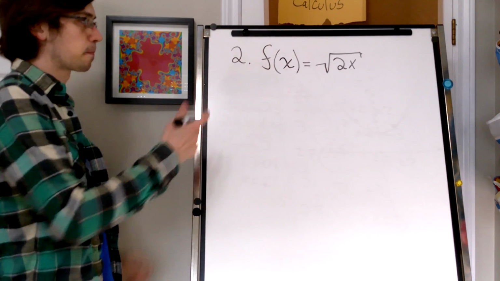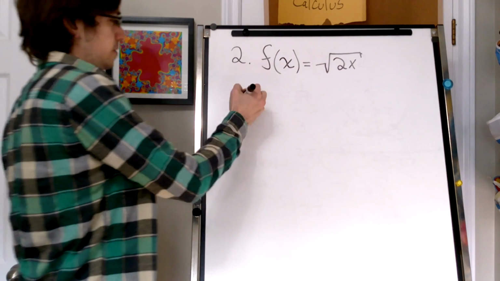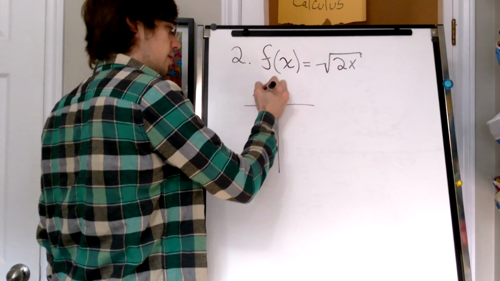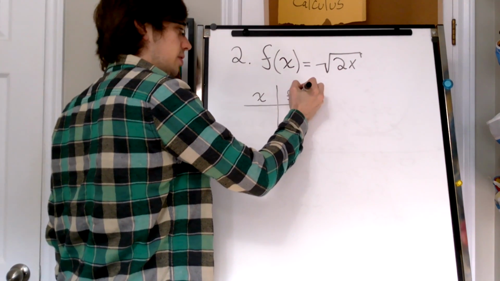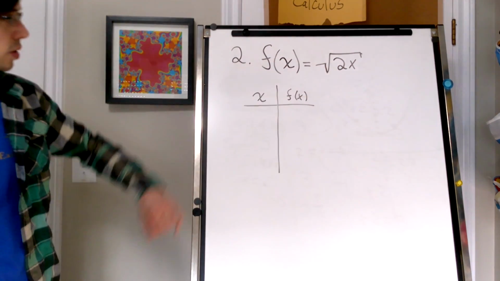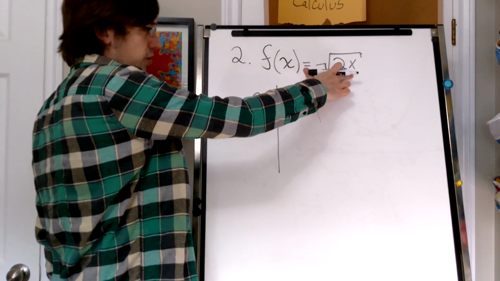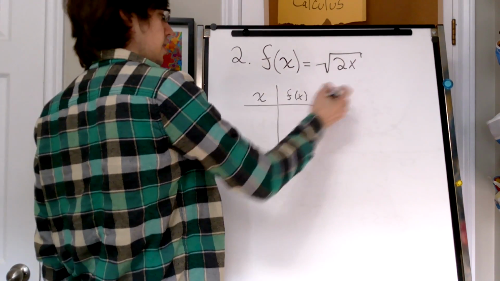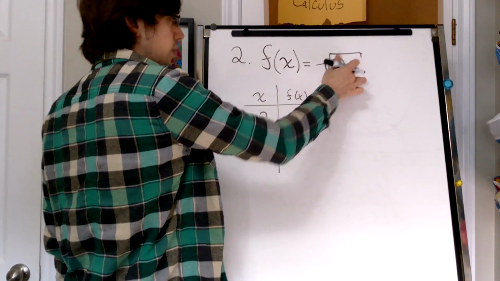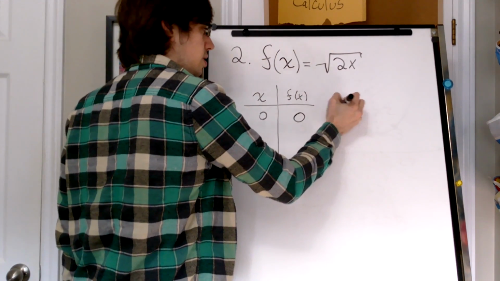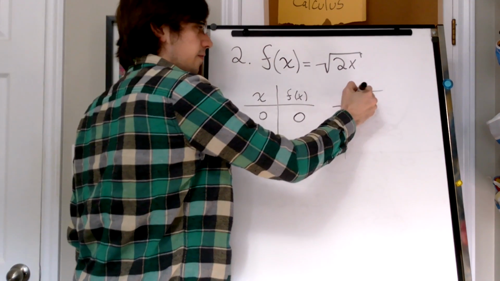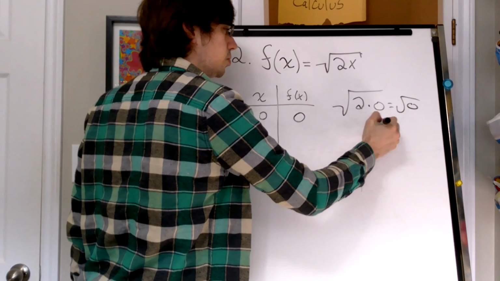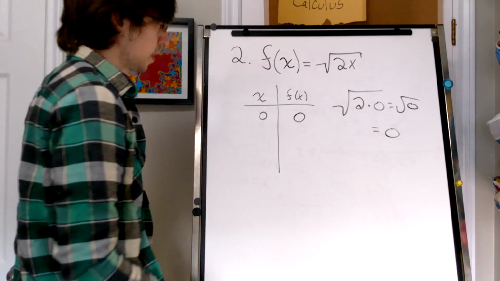Okay, so we do it again. So we have a t-table we will build. X, f of x. What we put in here. Okay, first let's just notice this. If we put in a 0, we get a 0, because the square root of 2 times 0 is the square root of 0, which is 0.